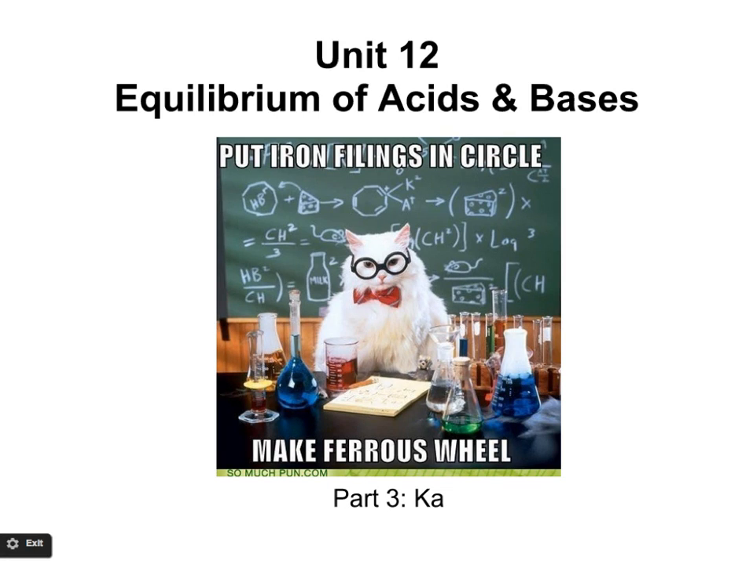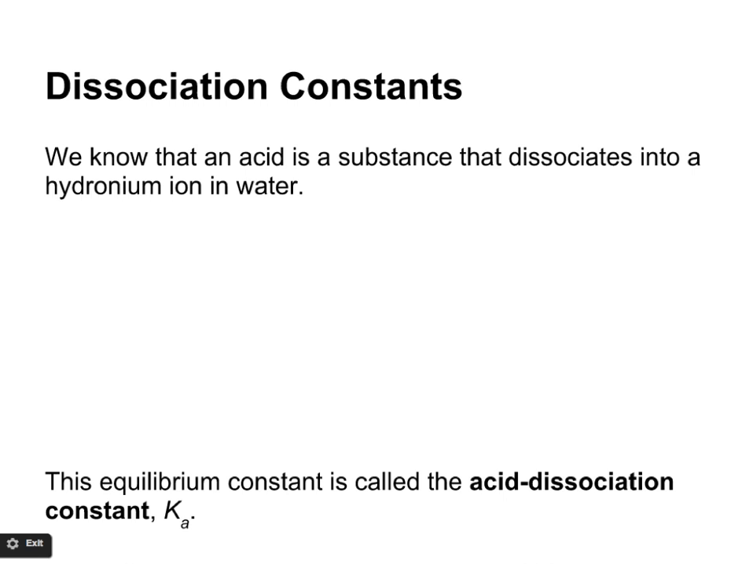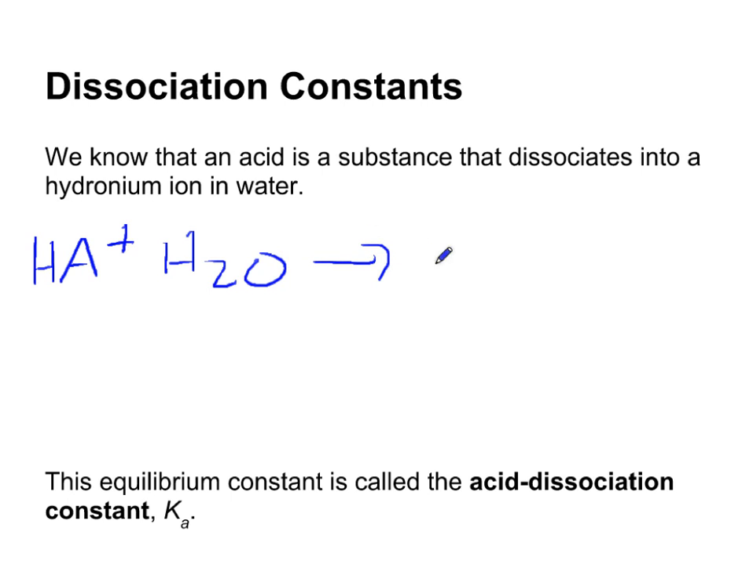Part 3 of Unit 12 is about Ka, the equilibrium constant for acids. Alright, we already know that an acid is a substance that dissociates into a hydronium ion and water. So if we were just going to write the general form, the hydrogen ion plus an anion plus water is going to dissociate into a hydronium ion and A minus.